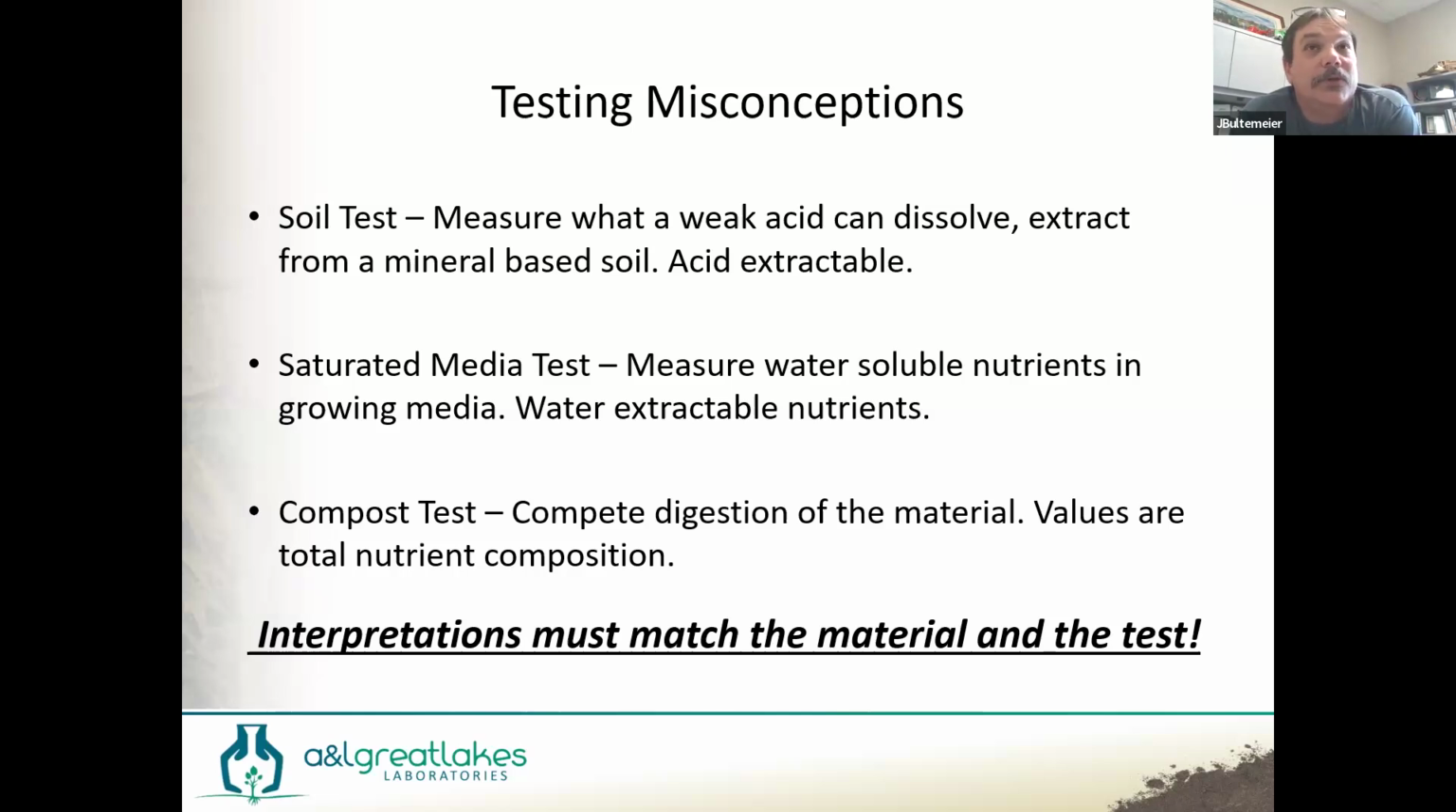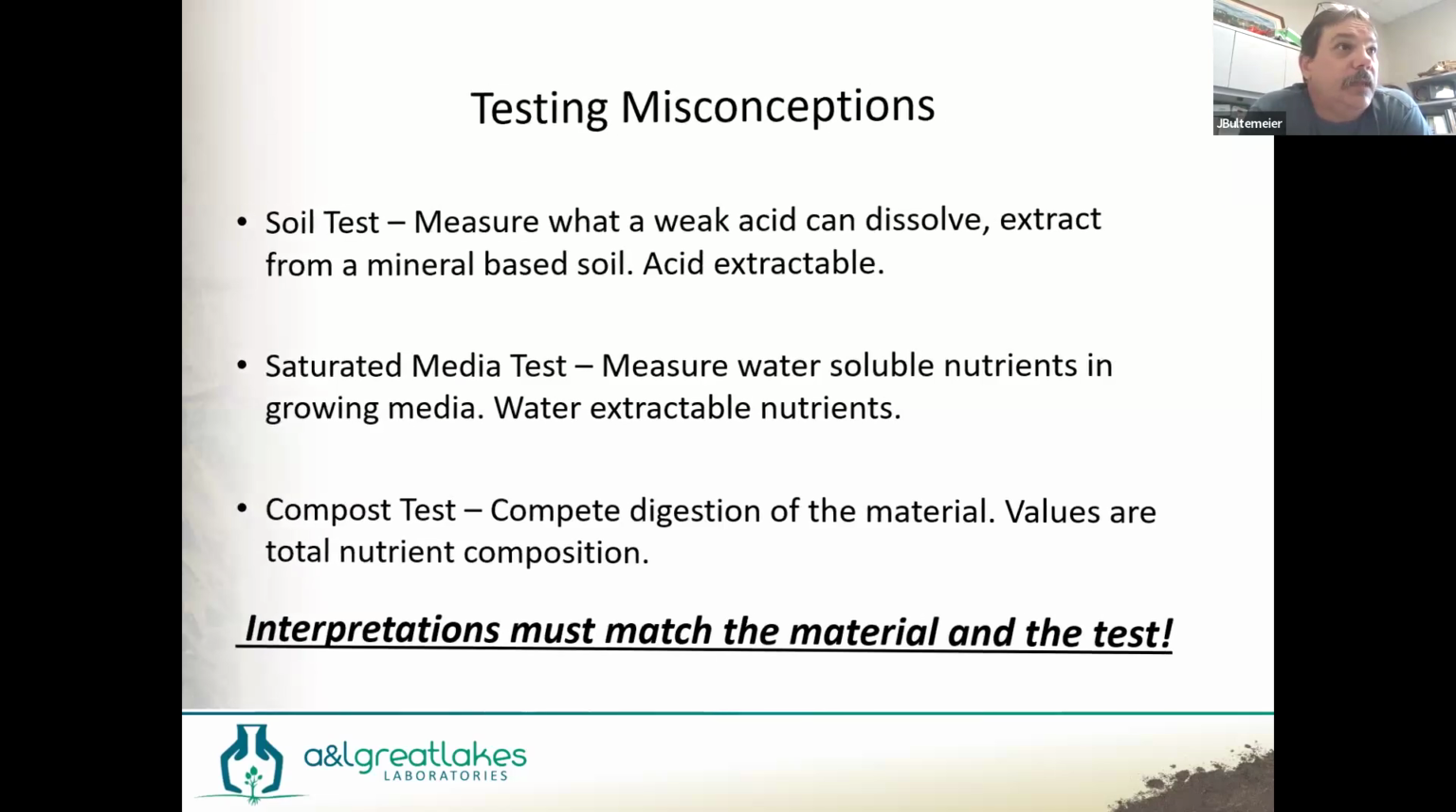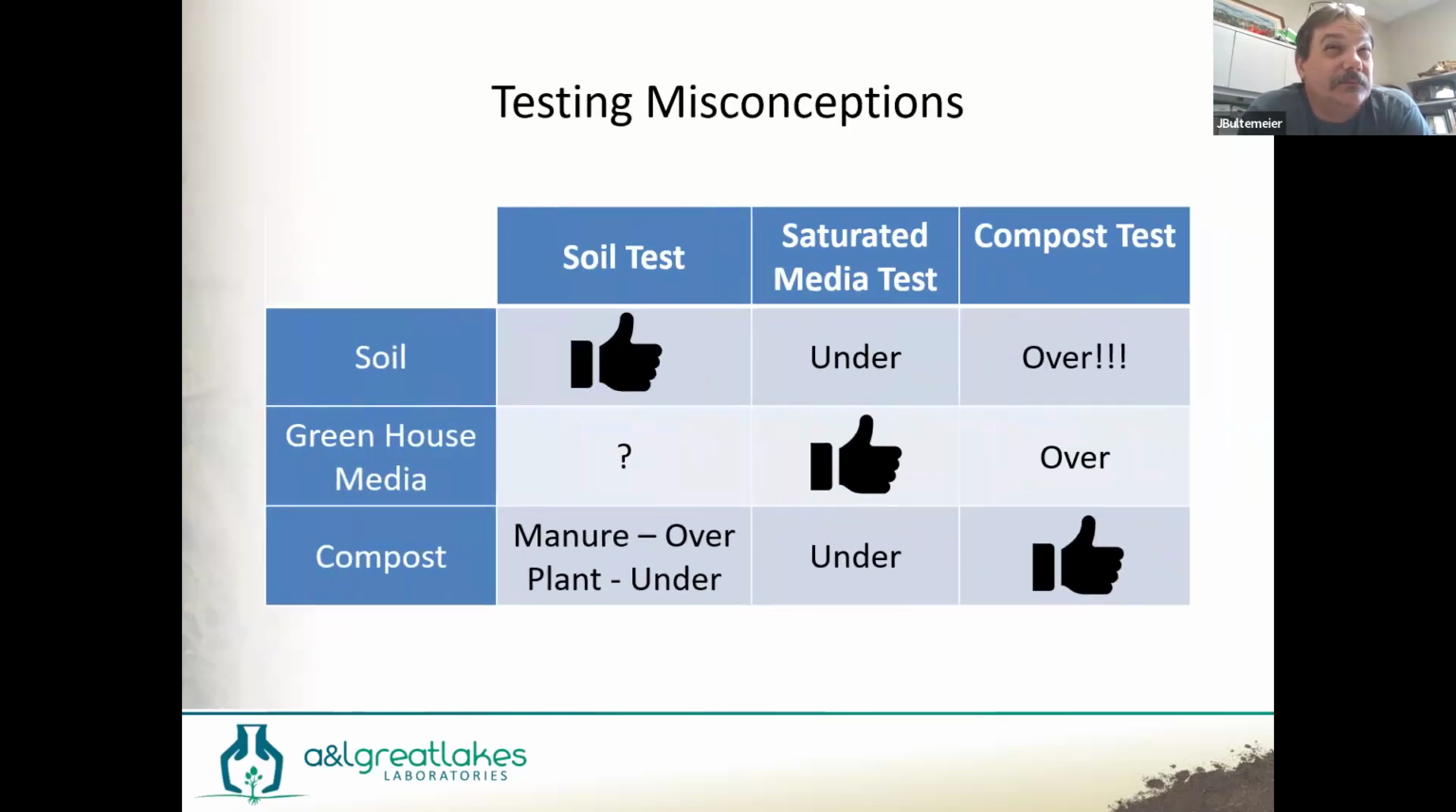And with a compost, we're doing a complete digestion. We're dissolving it to its core. It is a total. And those interpretations and the material and the test all need to match. So what happens if I do things wrong? If I test a soil with a soil test, I'm going to get a good number. If I test greenhouse media with a soil test, I don't know what I'm going to get. I will get the water extractable, it's the same as if I test it as a greenhouse material.